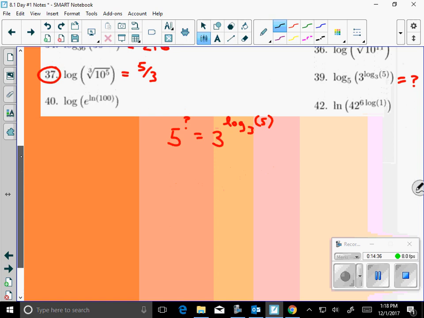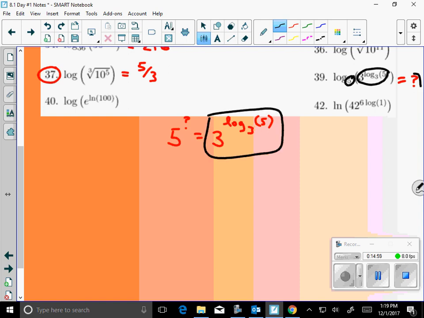No, right? I'm just rewriting this. Nope, 5 would be, this is the base, this is the exponent, right? We'll get there. I know exactly what you're saying, but we'll get there. Let's look at this for a moment. Let's just see what this thing would equal. 3 to the log base 3 of 5. We want that to equal something.